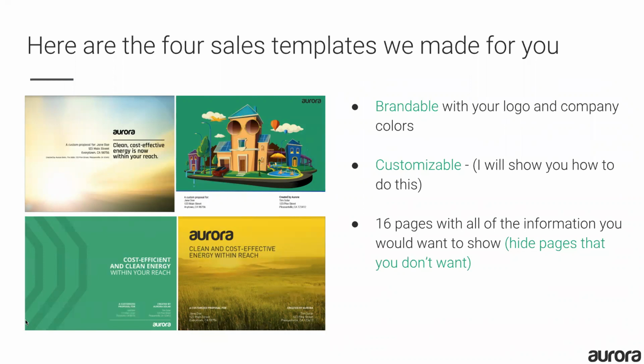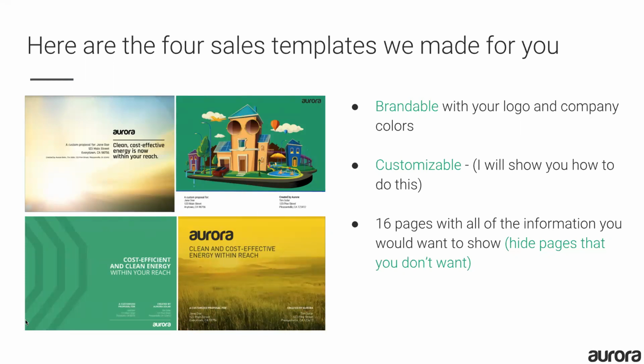With these 16 pages, you can hide pages throughout the proposal if you don't deem them necessary, if that's not something you'd like to show, and you can add additional pages as well. If you've had a chance to go into the database section and look at our proposal templates, I'm sure you've noticed 3 additional templates as well. So we have our 4 residential sales templates, we have 2 commercial templates, and then we have a preliminary site assessment document as well. And we'll jump over into those and take a quick peek at those in just a moment.